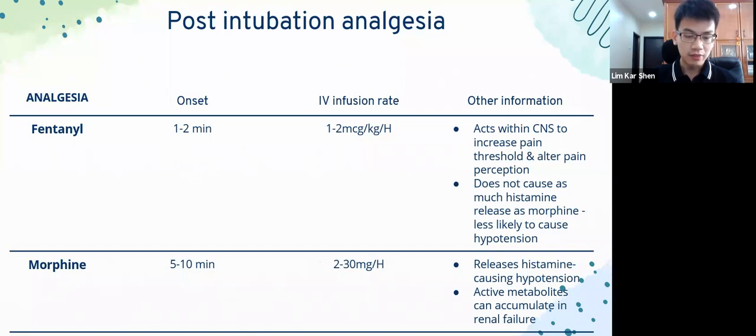Morphine onset time is 5 to 10 minutes, infusion rate 2 to 3 mg per hour. It releases histamine causing hypotension, and its active metabolite can accumulate in renal failure.